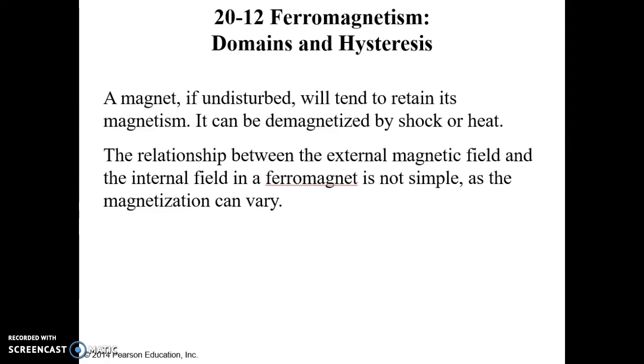A magnet, if undisturbed, will tend to retain its magnetism. It can be demagnetized by shock or heat. The relationship between the external magnetic field and the internal magnetic field in a ferromagnetic is not simple, as magnetism can vary, and we won't go into detail on that.